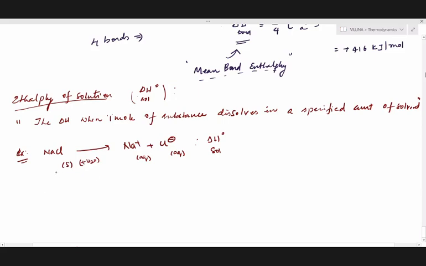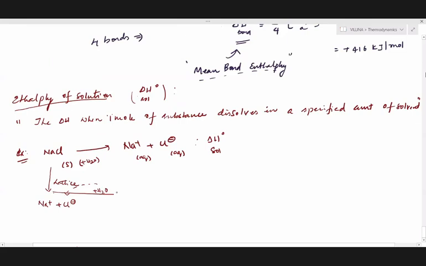In the process of dissolution, two steps are involved. The first step will be that whatever NaCl we have, we will be breaking down its bonds. So you have Na plus plus Cl minus. This is called lattice enthalpy. Now, once this lattice enthalpy is included, then the water molecules will be surrounding our Na pluses and Cl minuses.